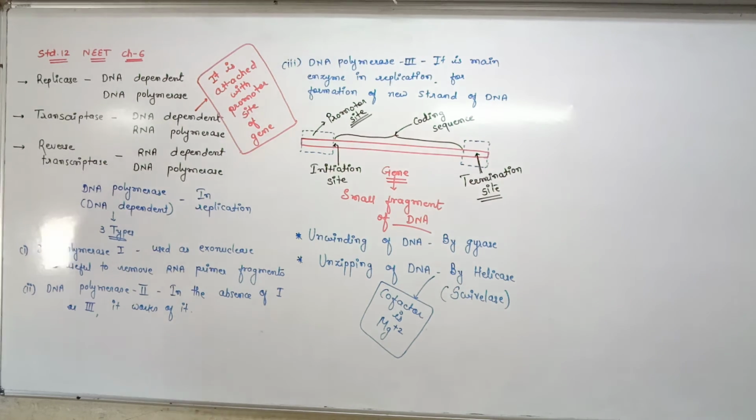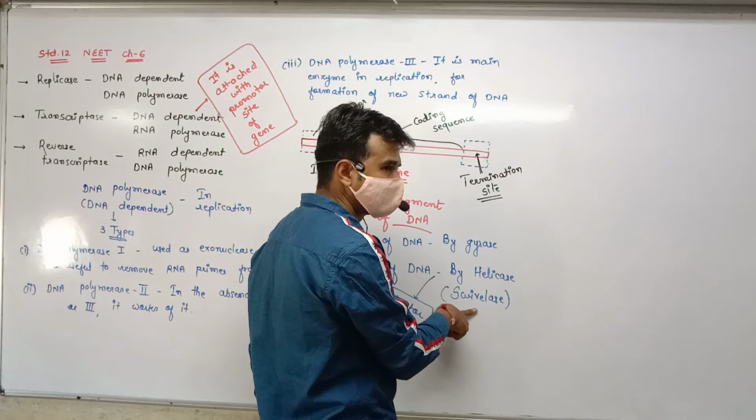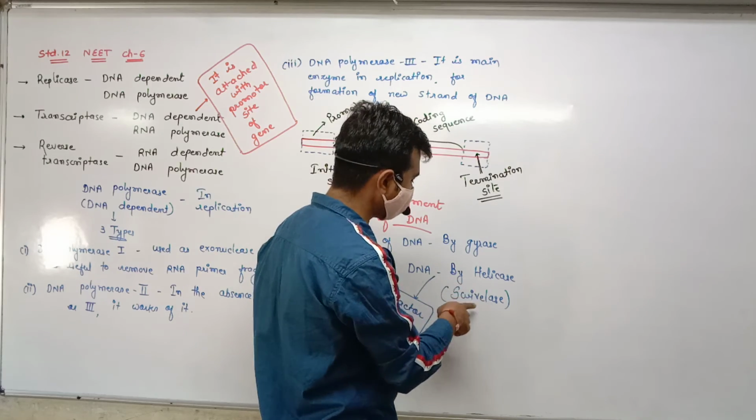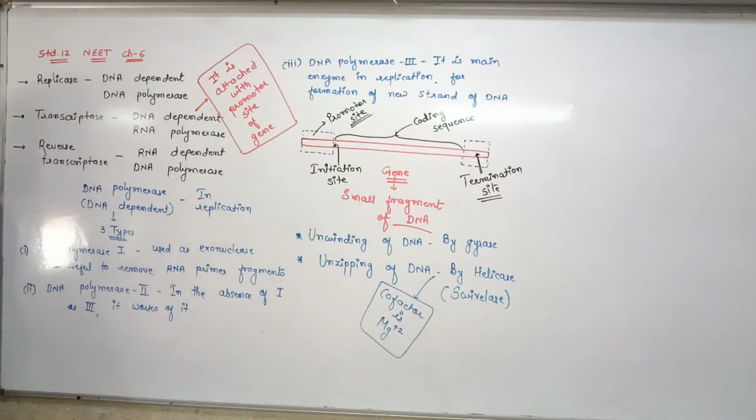So this helicase is also known as Swivelase enzyme. DNA helicase is also known as Swivelase enzyme, and this Swivelase or helicase enzyme can be activated by Mg+2. So for the replication of DNA, Mg+2 is very essential to activate the helicase enzyme. After the proper function of the helicase enzyme, 2 strands of the DNA are separated, and both strands act as template chains, and in this way the replication fork is generated.